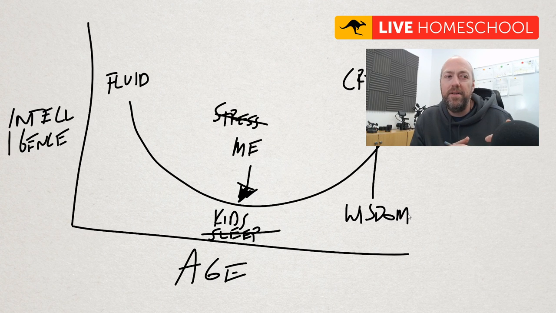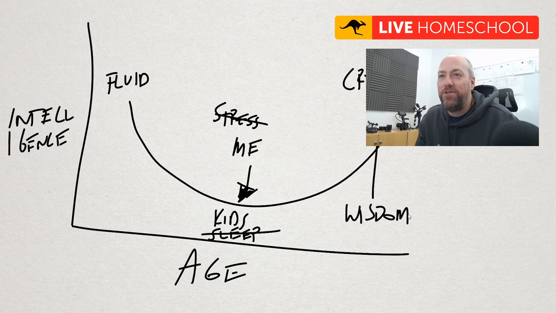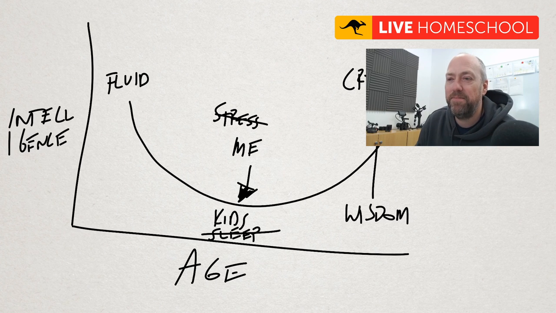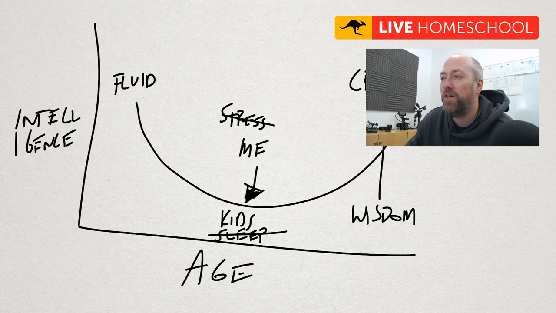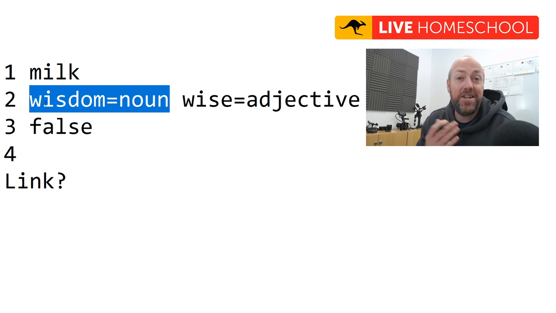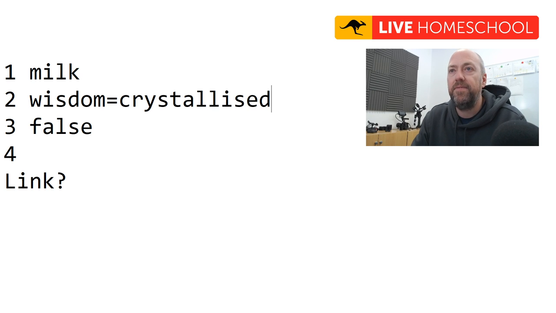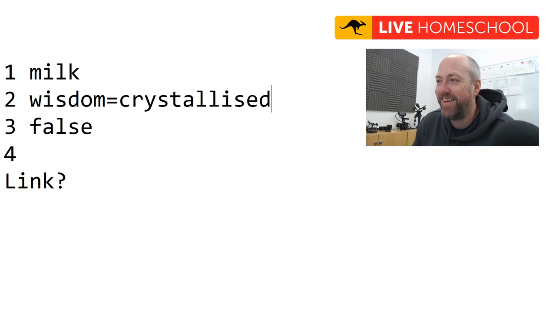Or you have experience with how to make a great pizza, or how to fix your car, or how to do all of these different things. So this is basically how intelligence works. So wisdom is this crystallized intelligence. It's things that you know from experience.